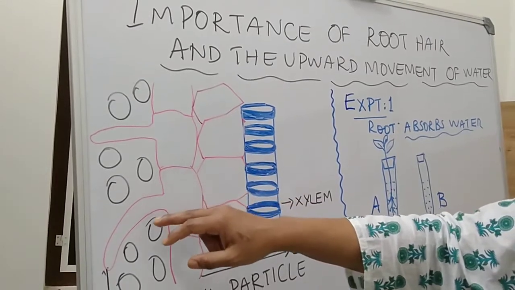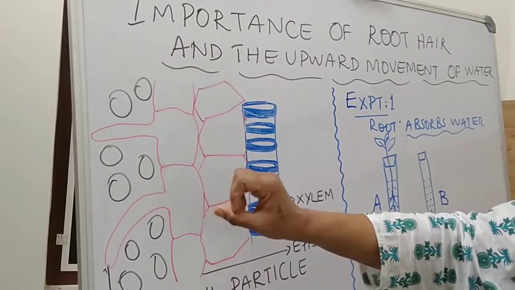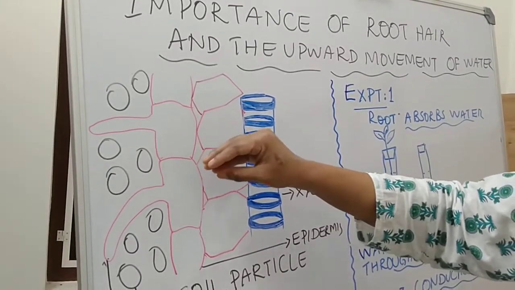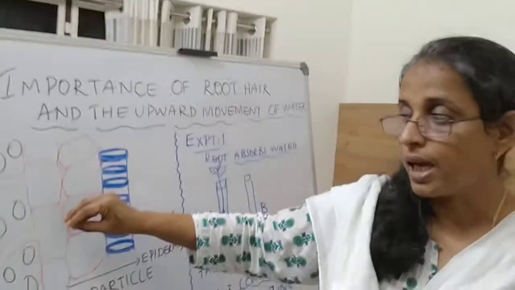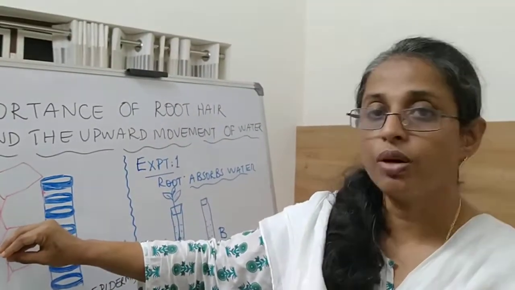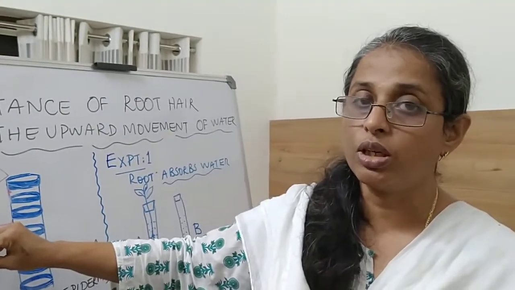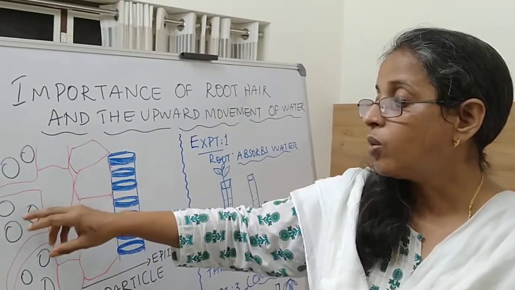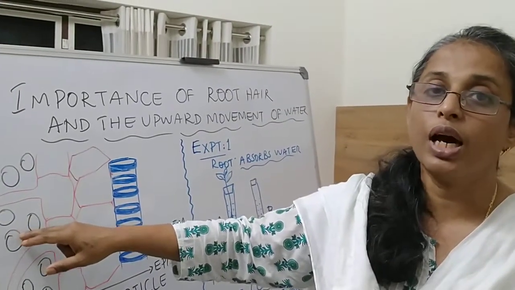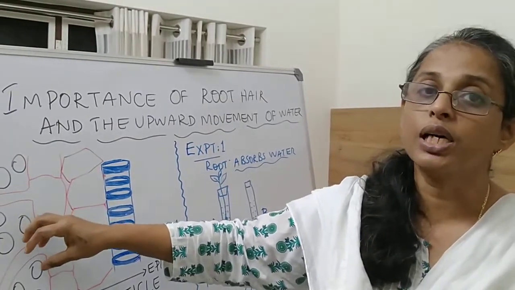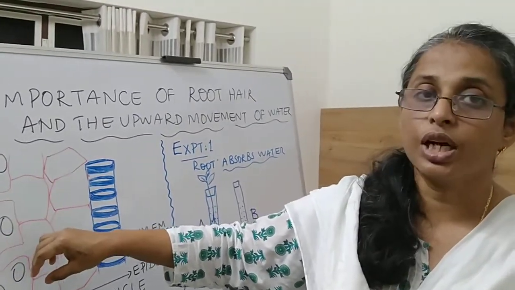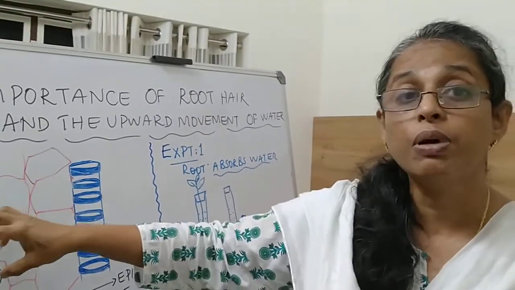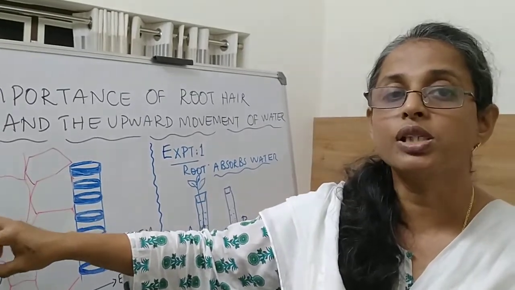This we have seen. But as far as the minerals, salts or ions are concerned, inside the cell sap, that is the inner content of the cell, in the vacuole, there will be a higher concentration of these ions. Outside there is a lesser concentration of ions, but still these mineral ions are taken in by the process of active transport. What is that? By utilizing energy, these salts or ions are forcibly taken in.